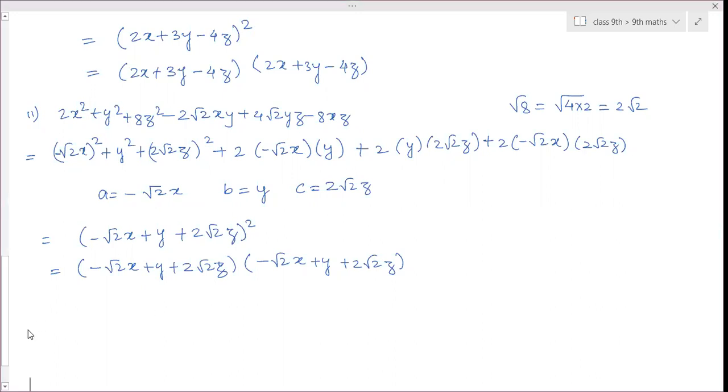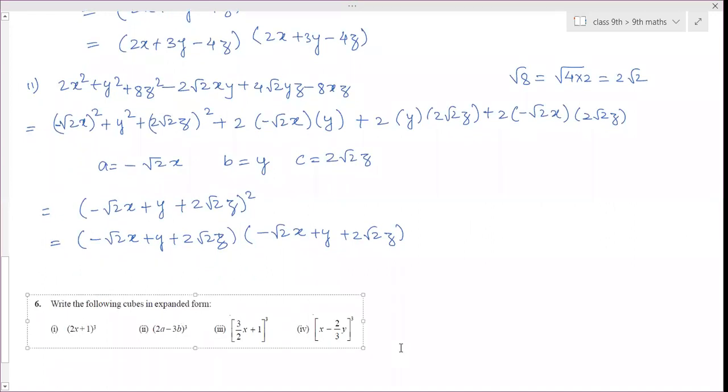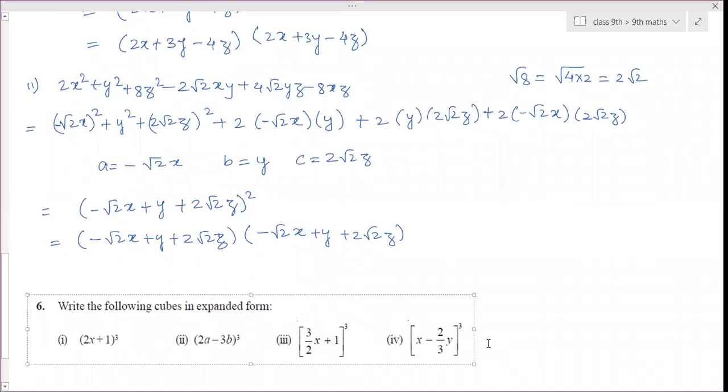Ma'am, actually, I did not understand the (a plus b plus c) whole square formula, the reverse way. It is in the form of a square plus b square plus c square plus 2ab, 2bc, 2ca form. So we have to write it in that first order and show it is a square of a plus b plus c.